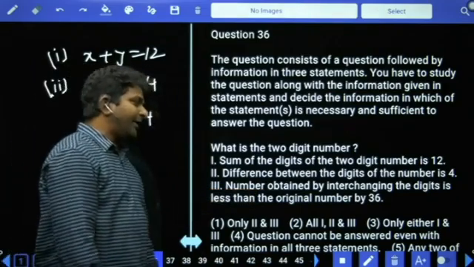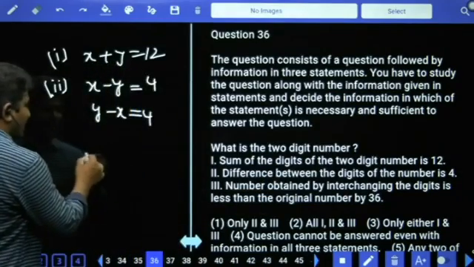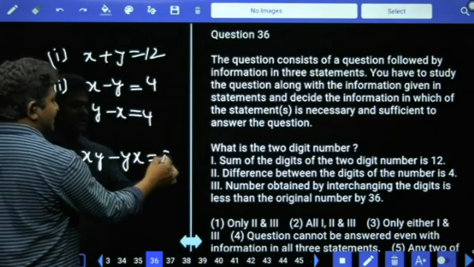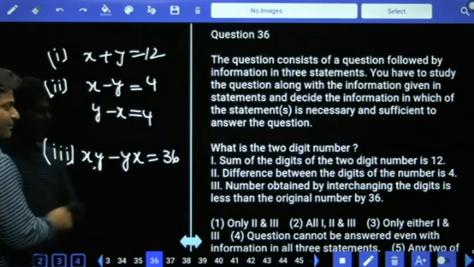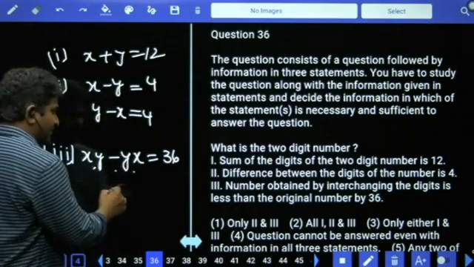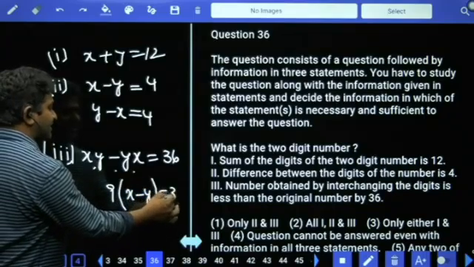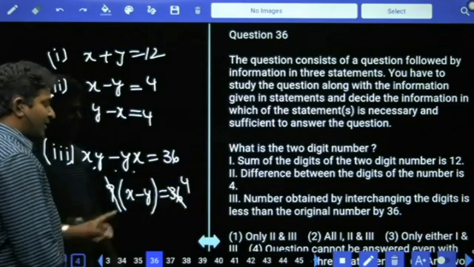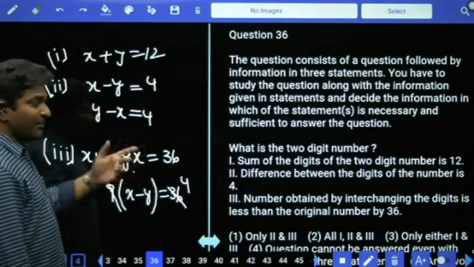Third one: the number obtained by interchanging the digits is less than the original number by 36. Meaning, the original two-digit number minus the number obtained by interchanging the digits is equal to 36. Many times we discussed that the difference between the original two-digit number and the number obtained by interchanging the digits must always be 9 times the difference of digits, that is equal to 36. So 9, 4 times here. So here also we are able to get the difference is 4. The difference between digits is 4. So the number cannot be found.